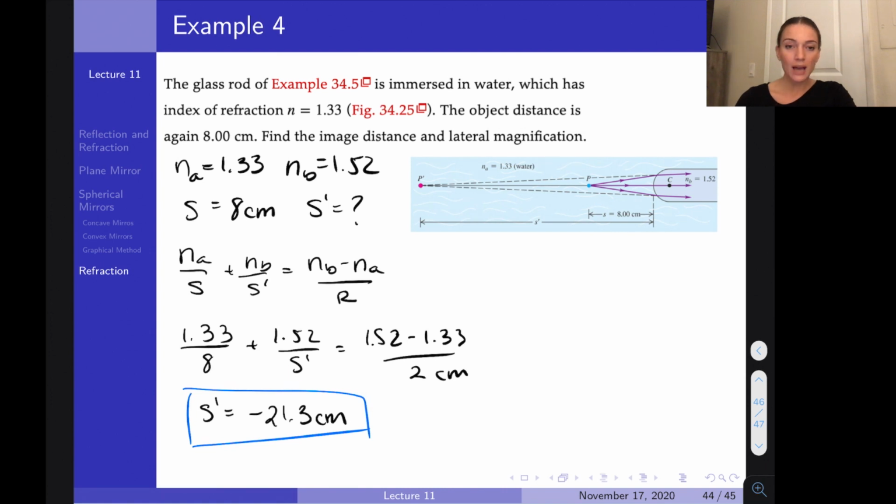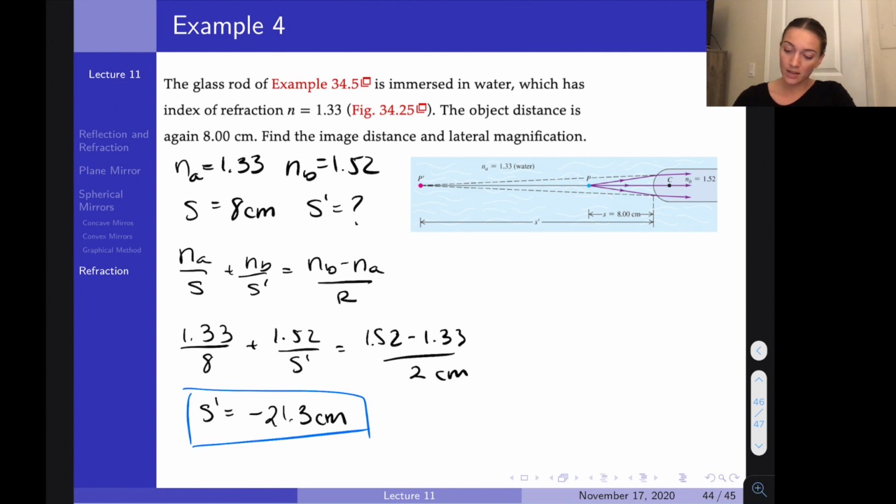So now a negative pops out of there when we do our algebra to solve for S prime. So that means since we got a negative image distance, that means that our image is on the opposite side as the outgoing light. So the outgoing light is over here on this side of the interface. So that means our image is actually over here, 21 centimeters over here. So that's where our image is now.